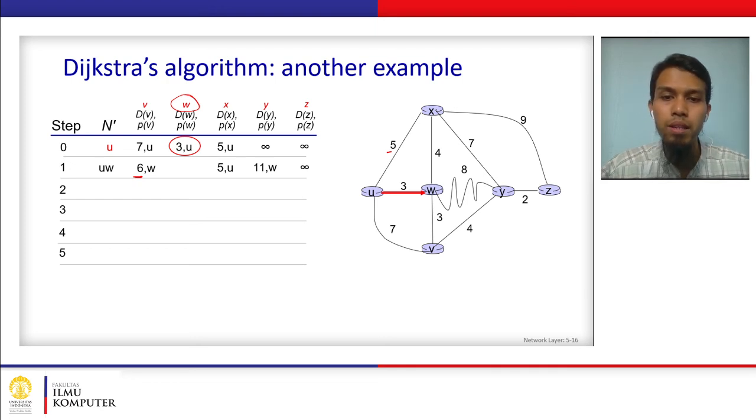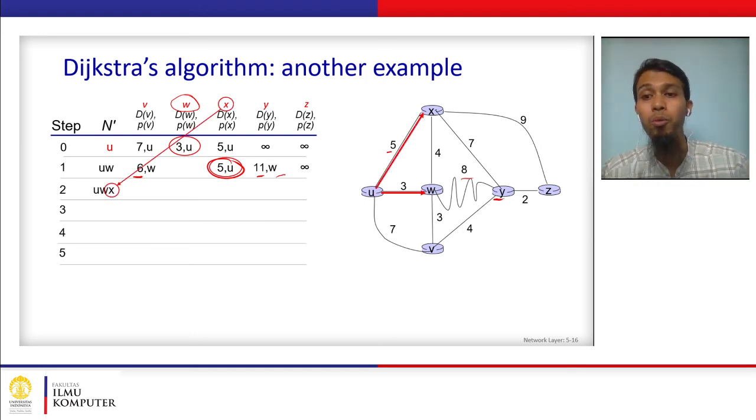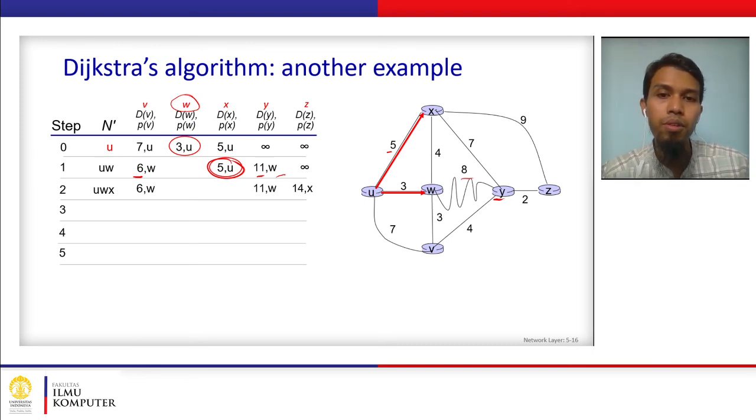And then we find another new node in our steps, which is Y. So the cost from U to Y is 3 plus 8, which is 11, through W. Now we find that X has the least cost path, which is 5 in this iteration. So we take X to the N prime, and we exclude X in the next iteration. Okay, so we find X, and then we find a new path to Z. And if we recompute, I think we don't have any updates.